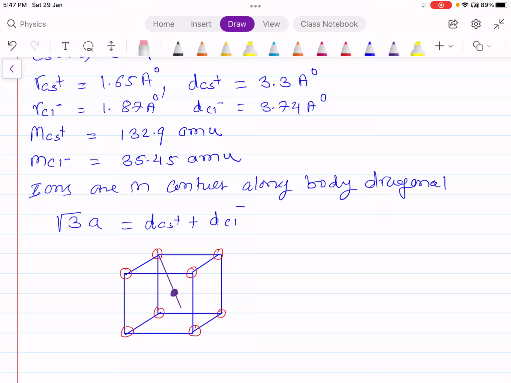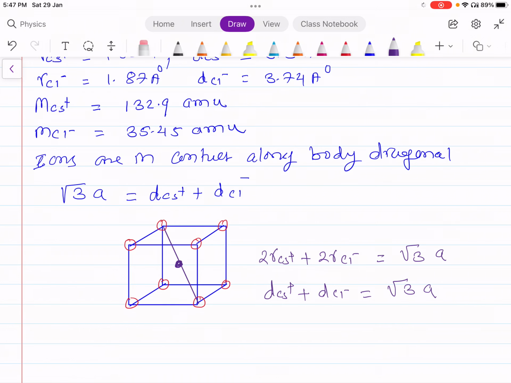So this is one body diagonal. Along this body diagonal, these ions are in contact with each other. So this is twice the radius of cesium ion plus twice the radius of chlorine ion, which is equal to root 3 a. Or you can say the diameter of cesium ion plus diameter of chlorine ion equals root 3 a. So you must know this.